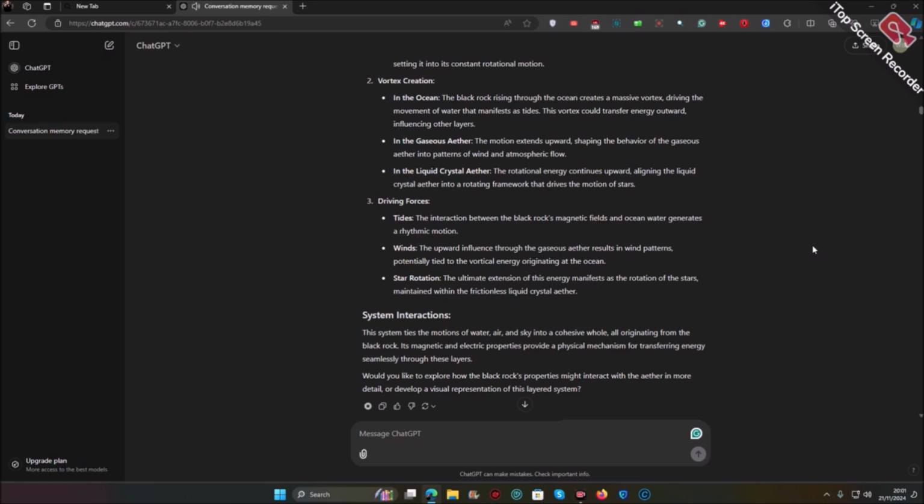3. Driving forces. Tides. The interaction between the black rock's magnetic fields and ocean water generates a rhythmic motion. Winds. The upward influence through the gaseous ether results in wind patterns, potentially tied to the vortical energy originating at the ocean. Star rotation. The ultimate extension of this energy manifests as the rotation of the stars, maintained within the frictionless liquid crystal ether. System interactions. This system ties the motions of water, air, and sky into a cohesive whole, all originating from the black rock. Its magnetic and electric properties provide a physical mechanism for transferring energy seamlessly through these layers.